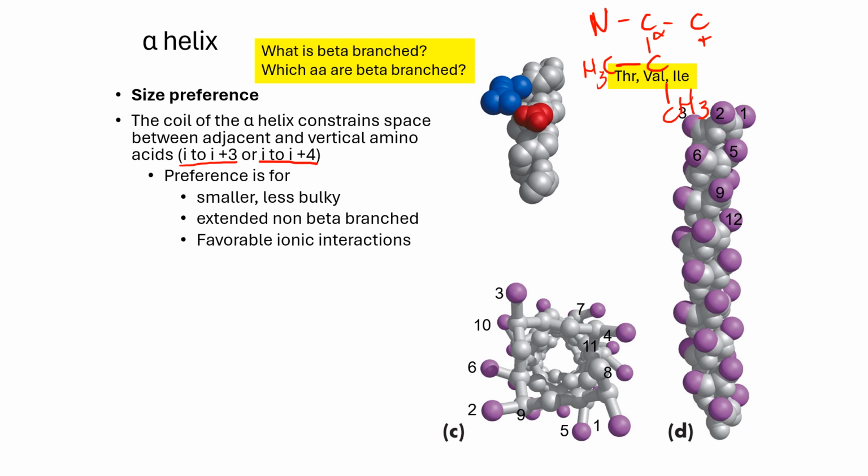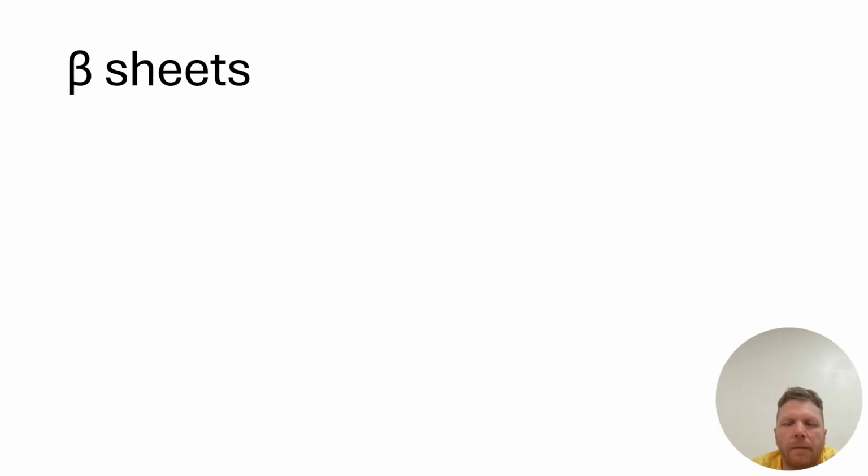There's also a preference for amino acids that produce favorable ionic interactions. When it comes to specific amino acids that are favored for the formation of alpha helix, we have alanine, glutamic acid, methionine, leucine, phenylalanine, glutamine, histidine, lysine, and arginine.